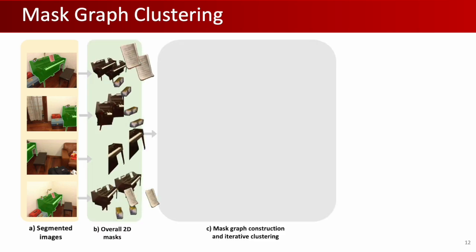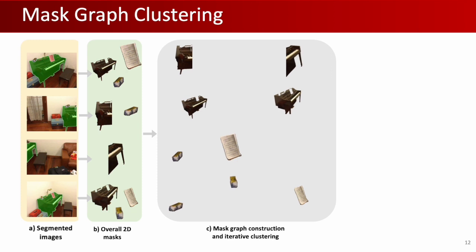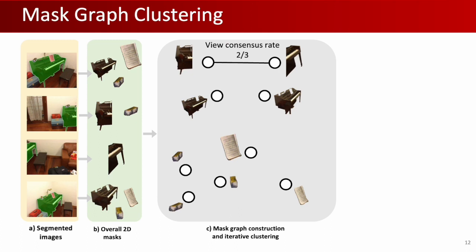Given the view consensus rate, we now introduce the full pipeline. For clarity, we only visualize 3 objects in the figure. First, we run the 2D instance segmentation model on the entire sequence and extract all 2D masks. To enhance global consistency, we construct a graph where each 2D mask serves as a node. For the 2 masks corresponding to the left and right sides of the same piano, we've just computed their view consensus rate. Since it surpasses a certain threshold, we connect them with an edge. We repeat this process for all nodes, establishing edges accordingly.